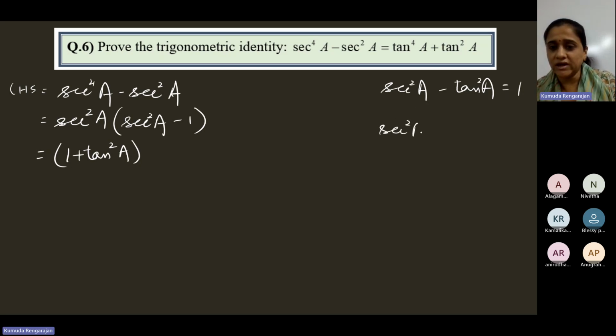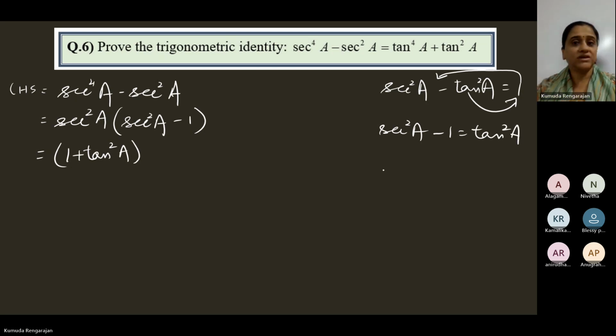Secant square A minus 1 is equal to, this will go here, tan square A. The 1 plus 1 comes here as minus 1. So secant square A minus 1 is equal to, minus tan square A goes to the other side, plus tan square A. So secant square A minus 1 is tan square A. It's just tan square A here.